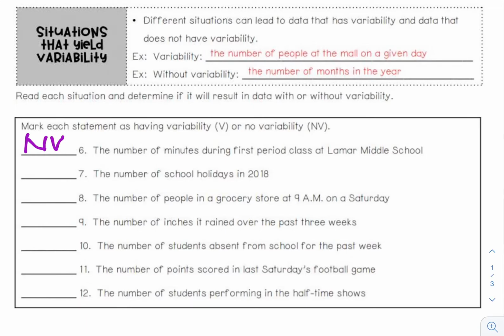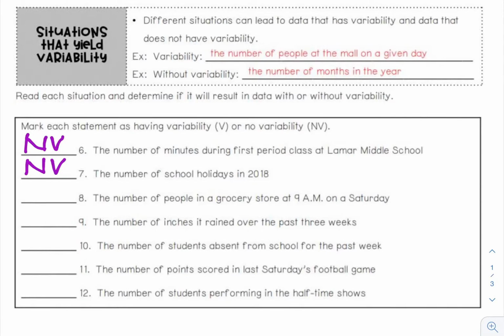Number 7, the number of school holidays in 2018. This data set also has no variability. And that's because we're talking about a specific year, a year that already happened. So no matter what, if we go back and count how many school holidays Goose Creek had in 2018, it's going to be the same number, no matter when we look back at it.